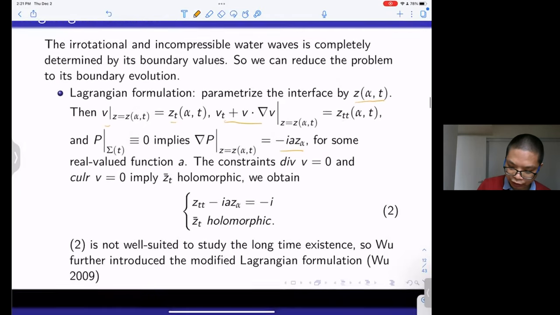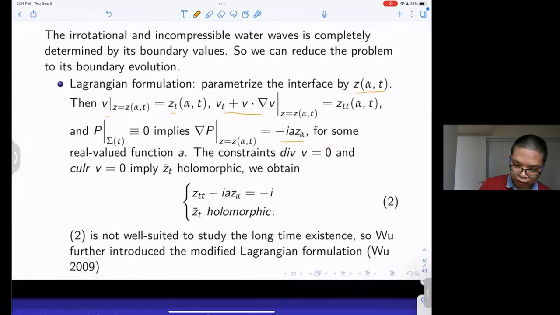Under this Lagrangian formulation, the water wave problem is reduced to this system. The first equation is still the momentum equation, and the other condition becomes that z_t bar is holomorphic in the water wave region. Okay, this is a Lagrangian formulation.